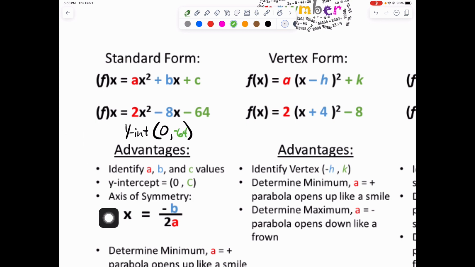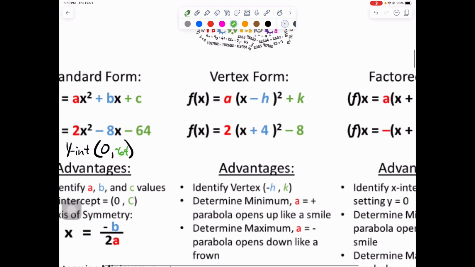Also, you can begin to work for your axis of symmetry using x equals the opposite of b over 2 times a. And then we can begin to solve for the axis of symmetry, later plug in to find your y, giving us the vertex. Now, when we are working in vertex form, f of x equals a, open the parentheses, x minus h squared plus k.